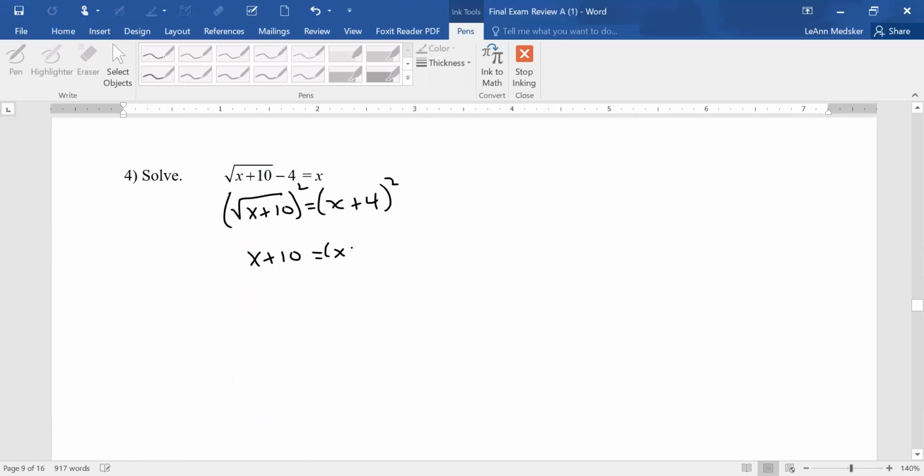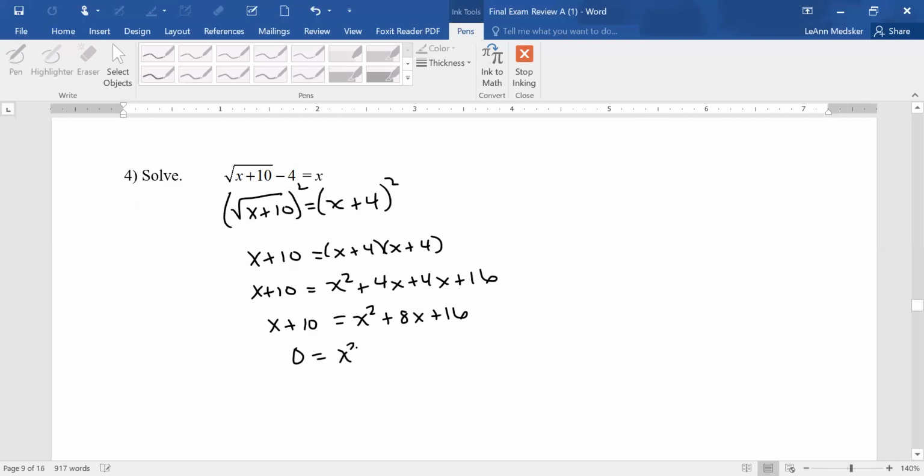But on the right side, you have to square the binomial, which means write it twice and FOIL. This would be x squared plus 4x plus 4x plus 16. So this is x plus 10 equals x squared plus 8x plus 16. Get everything on one side by subtracting the x and the 10 over. So this is x squared plus 7x plus 6. That factors into x plus 6 and x plus 1. So I have two possible solutions, which is negative 6 and negative 1.